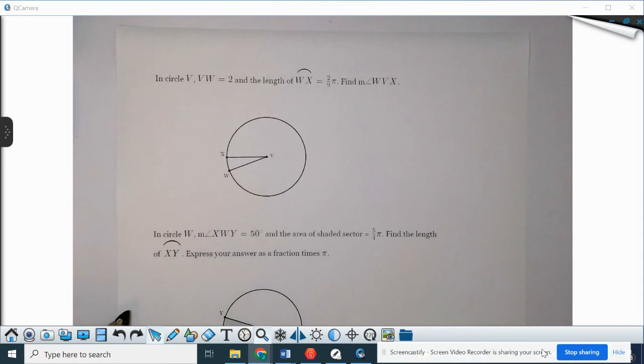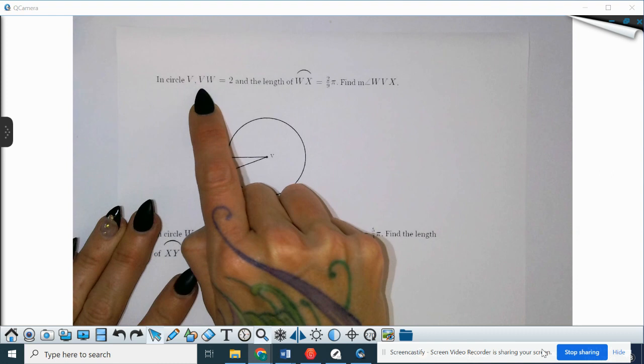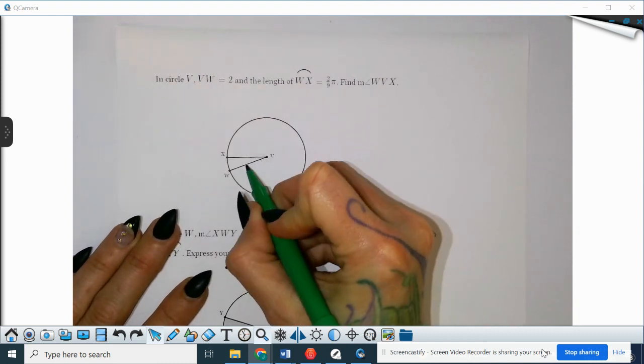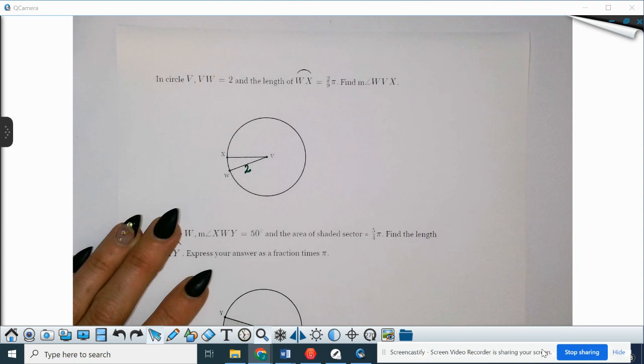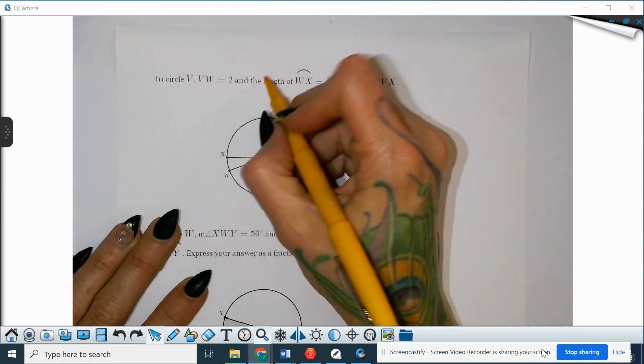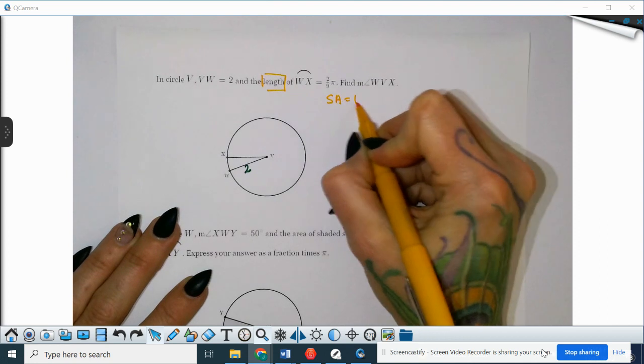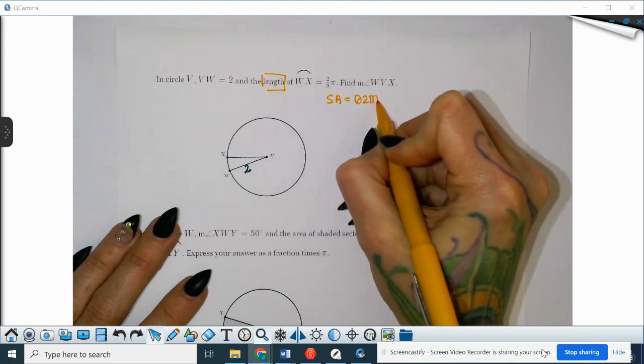Okay, so another example of the level 2, and remember these are all examples going from our level 2 in Delta and then the mixed review in Delta from that assignment day 66. So in circle V, VW equals 2, so that's a radius. And the length of, so the word length means you know that you have sector area. So sector area equals theta 2 pi r divided by 360.